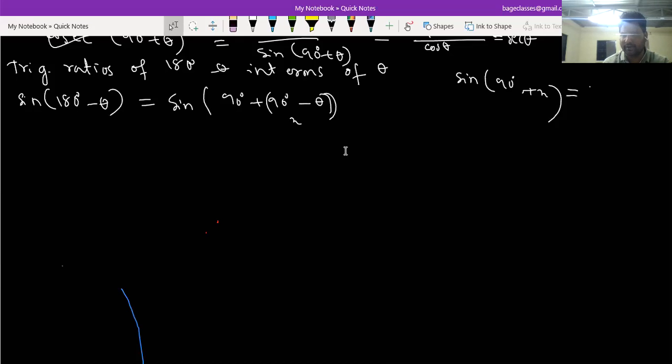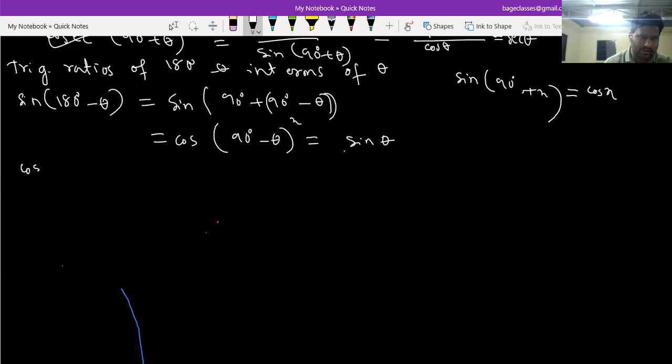Sin 90 plus x is cos x. So now what is sin 90 plus 90 minus theta? Cos x, x means 90 minus theta. So we know that cos 90 minus theta is sin theta. So observe, sin of 180 minus theta, what you got? Sin theta. If I use 180, then trigonometric ratios remain the same. Sin remains sin. Right? So 180 minus theta also belongs to the second quadrant. In the second quadrant, sin is positive.